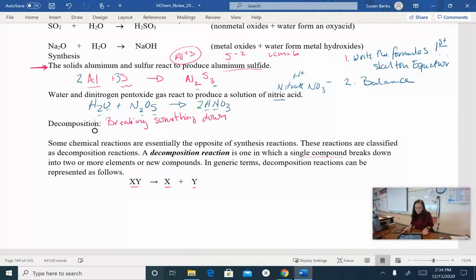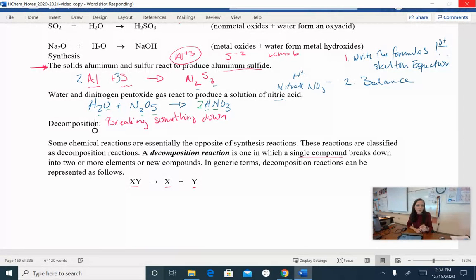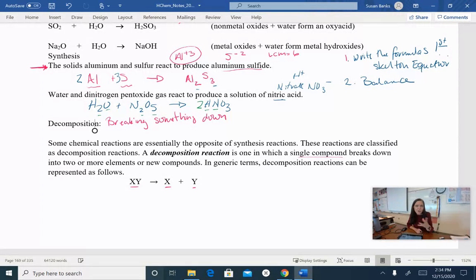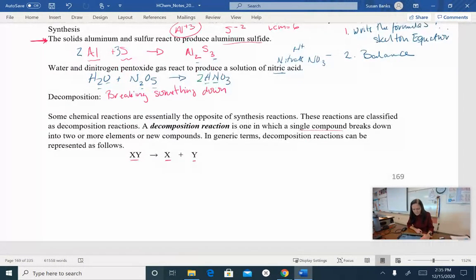Okay. So always write the formulas first. Pay attention to your charges. Make sure that your charges equal 0. If it is a covalent compound, you don't have to pay attention to charges. Remember, it's covalent, okay, not ionic.